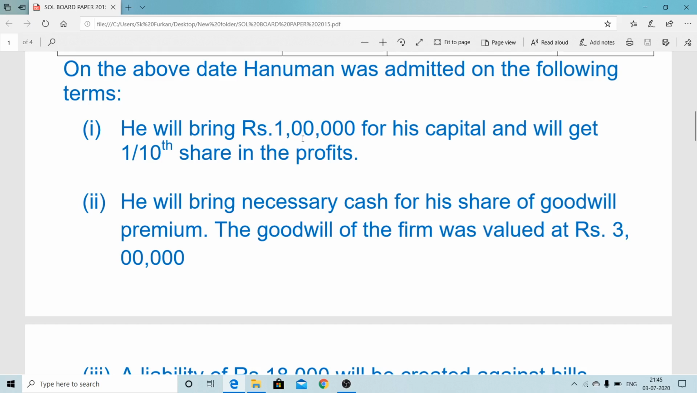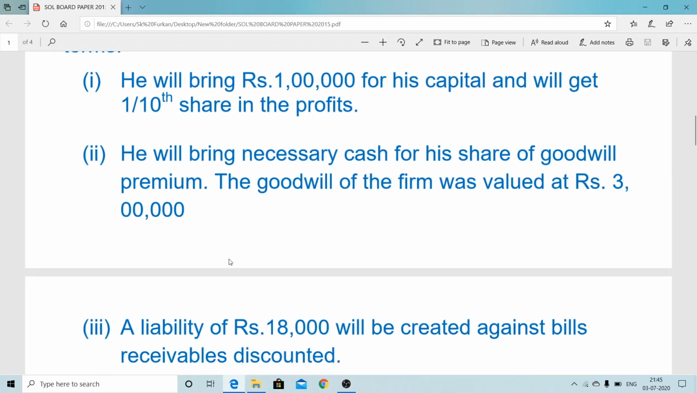So when he paid capital, the entry was bank account debit to Hanuman's capital account, and if he paid goodwill money, then we will apply the premium method. For that purpose, we know two entries are there. First entry, bank account debit to premium for goodwill, and second entry, premium for goodwill account debit to old partners' capital under the sacrificing ratio.